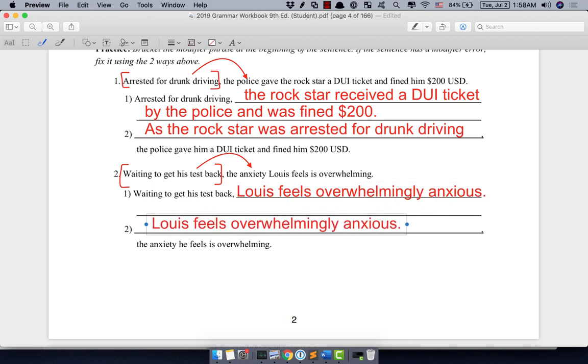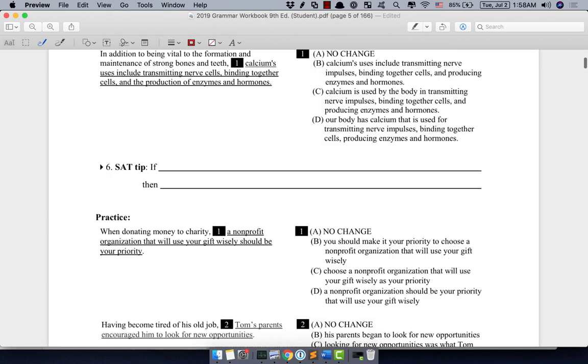And the second way, you try to add in the thing that this modifier is describing, Lewis, to the first part. I don't want to keep on using the word as, but as makes sense again here. So as Lewis waits, or you can say as Lewis is waiting to get his test back, and then the anxiety he feels is overwhelming. And that would be correct because you said the word Lewis here. Cool, let's move on to the next page.